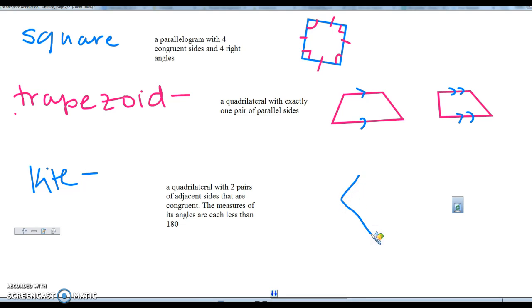So, a kite would look something like this, and when I mark congruent sides, these two sides are congruent, these two sides are congruent. Okay? And that's quadrilaterals for you.